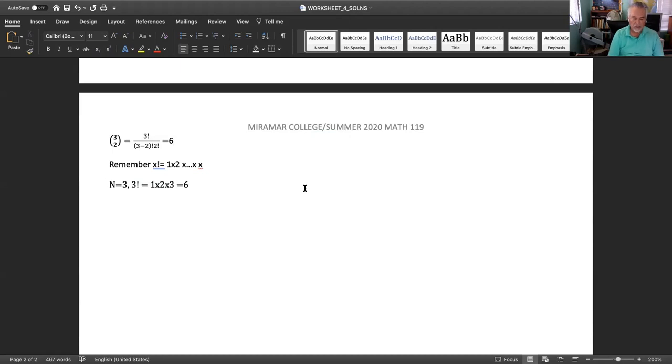And in the denominator, what do we have? So we divide by 3 minus 2. 3 minus 2 is 1. 1 factorial is 1. And 2 factorial is 1 times 2, right? Mm-hmm. And that gives us 2. So we're going to divide by 2. And that gives us 3. 6 divided by 2 is 3. So the number of combinations of 2 heads in 3 tosses is 3.